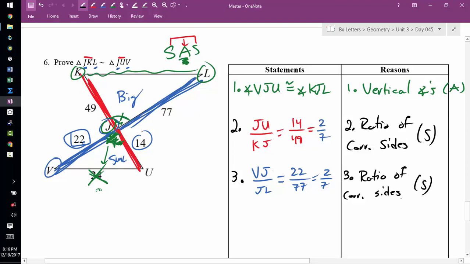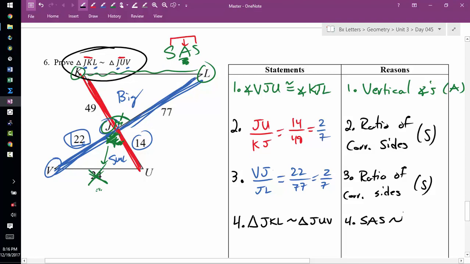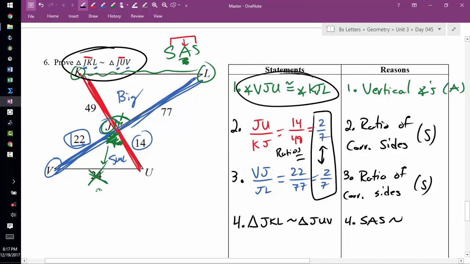So when I go to make my final claim that these triangles are similar, I can say that because of the side angle side similarity theorem, which says, look, if you've got proportional sides, sides with equal ratios, and if you have a pair of congruent angles in between those proportional sides, well then those triangles must be similar.